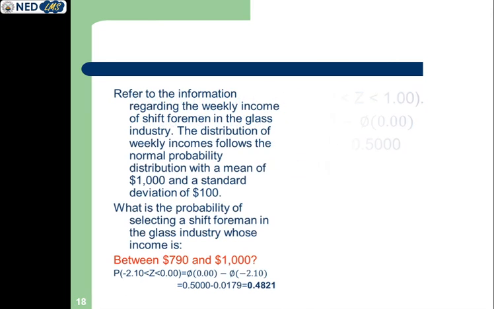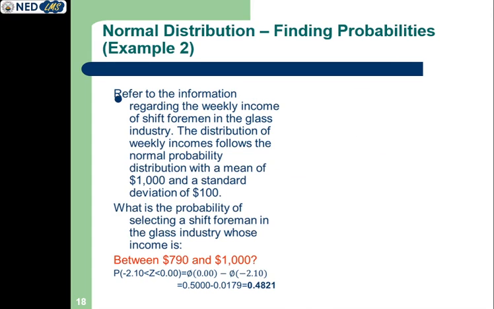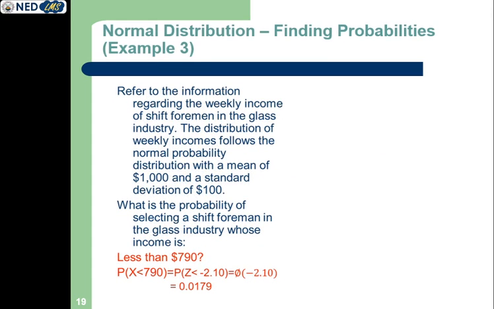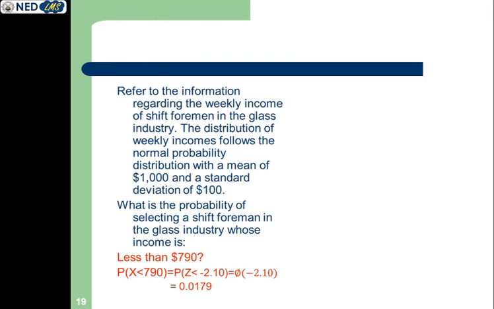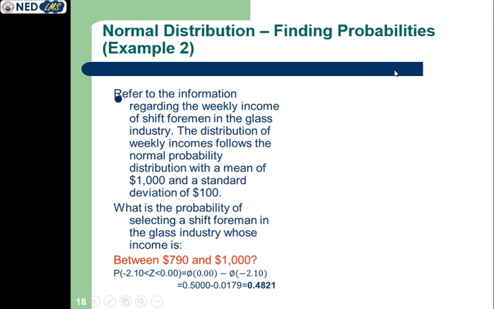Okay, now next we have a similar example. What is the probability that income is between, for example, students, a similar example where the mean mu is equal to $1,000 and the standard deviation is $100? What is the probability that income is between $790 and $1,000? So again, write the data: mu equal to $1,000, sigma equal to $100.